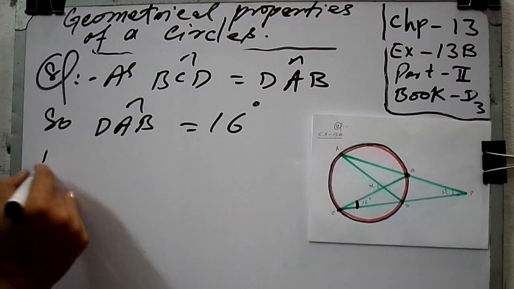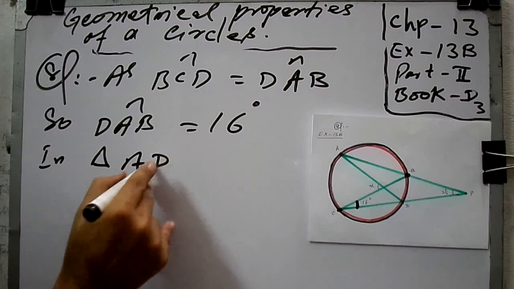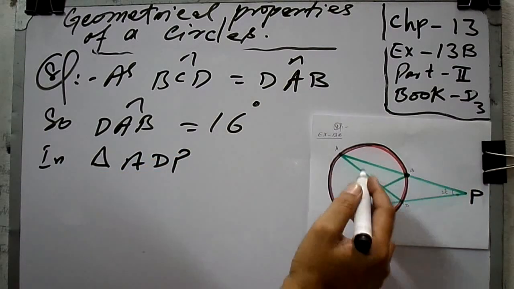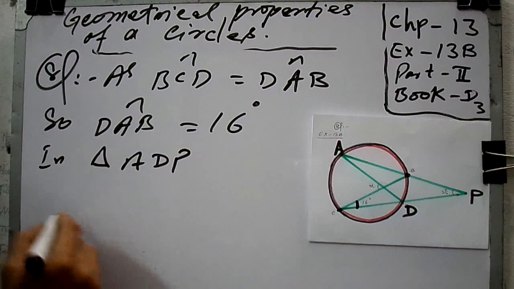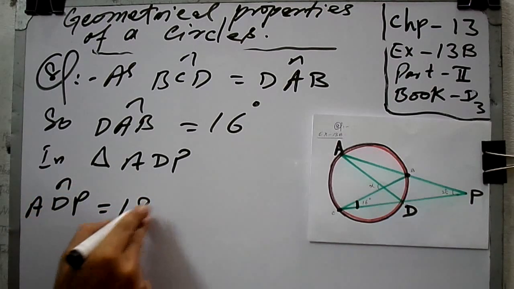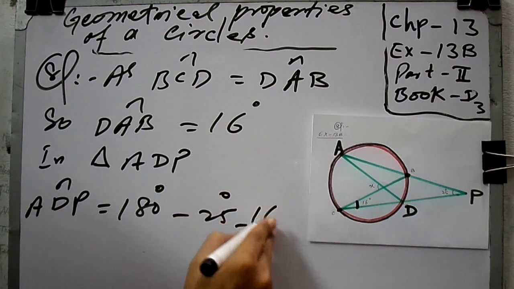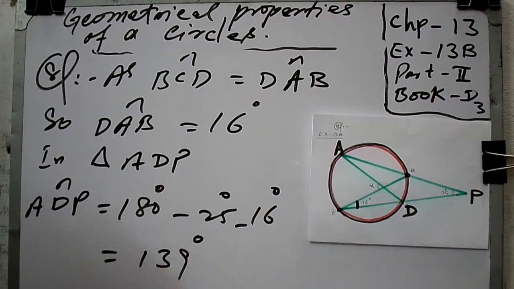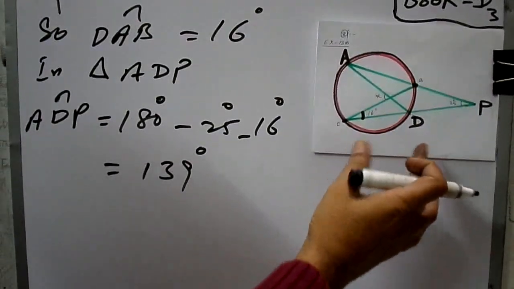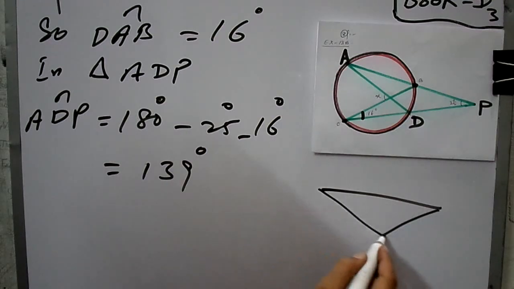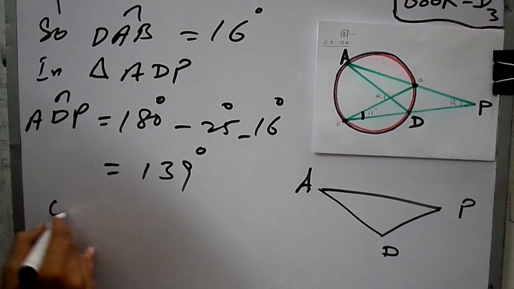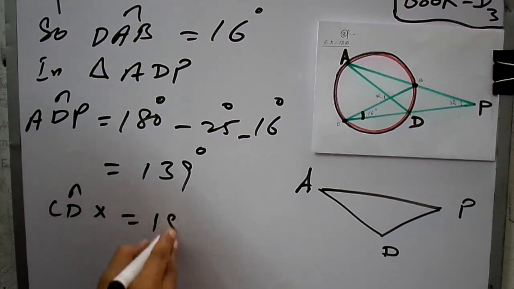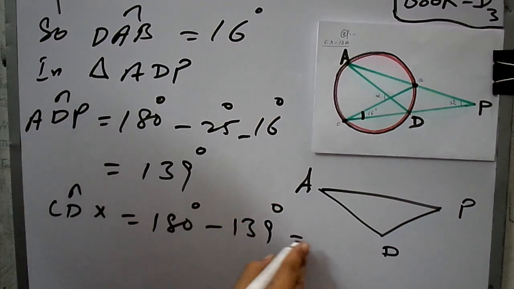So in triangle ADP, with P point, D point and A point, angle ADP is equal to 180 minus 25 degrees minus 16 degrees. So you will get 139 degrees, because we have cut this piece here. If we see the diagram, that one is your P point, that one your D point, and that one your A point. So that's why we have 139 degrees. Similarly, for CDX, 180 degrees minus 139 is equal to 41 degrees.